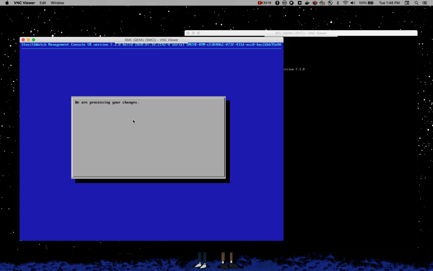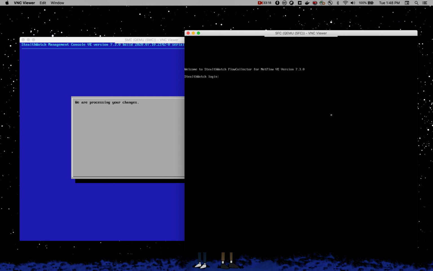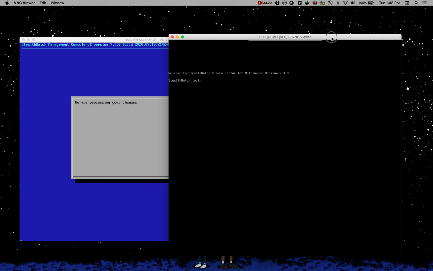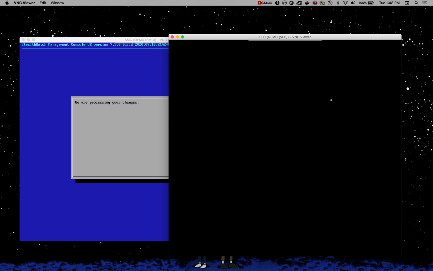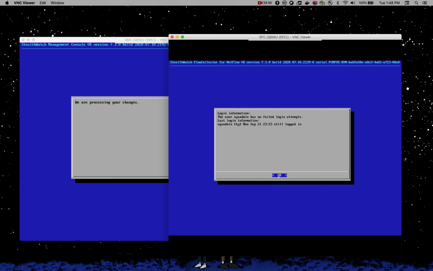Once I do that, I can press enter, yes, and it will process these changes and reboot. Meanwhile, let's do the SFC as well. Very much the same. Let's log in as sysadmin with the password LAN1COPE. There you go, the same thing came up here. We can hit enter, and this is where we configure the IPs.